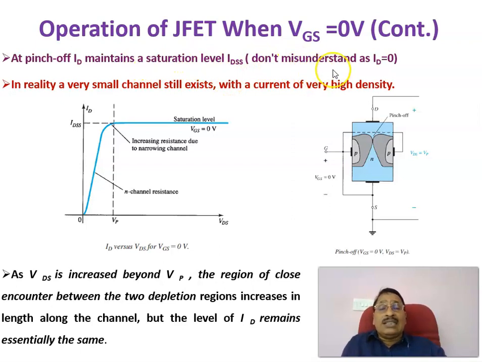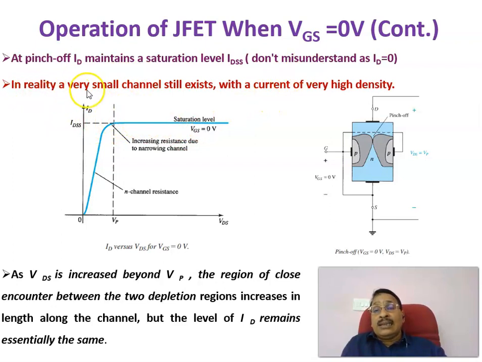Don't misunderstand that ID goes to 0. It will be reaching a constant value, because once ID equals 0, there won't be any reverse biasing effect and there won't be any depletion region. Therefore, in order to build up this depletion region, there should be a drain current. Then only the depletion region will be formed, because of the drop in the channel. Once it is touching, the ID will be reaching the saturation value IDSS.